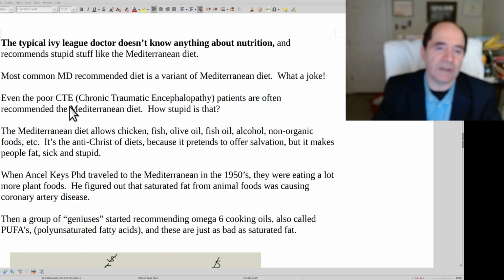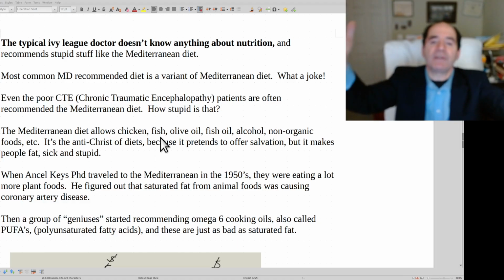Even the poor CTE, chronic traumatic encephalopathy patients, like these poor football players with head trauma and cognitive impairment, they recommend the Mediterranean diet for them. How stupid. A high-fat diet, which plugs up arteries and causes hypertension, which almost forbids practically nothing, okay? It's ridiculous, okay? And a lot of them recommend fish. How stupid do you have to be to recommend fish?